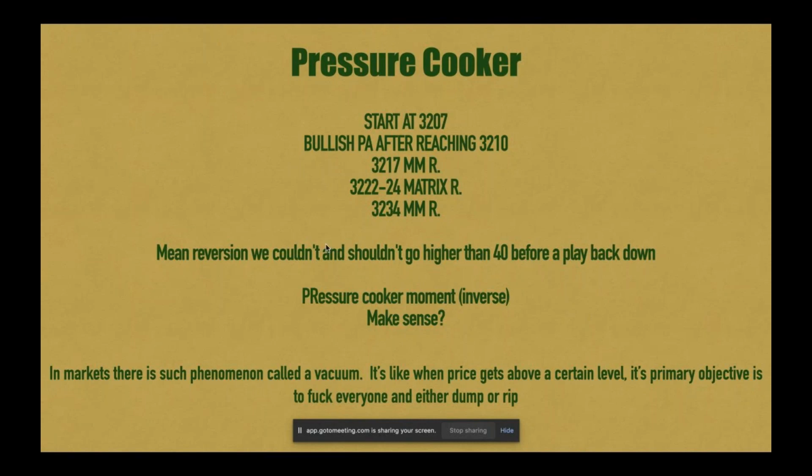When we look at this mean reversion, we couldn't and shouldn't go higher than 40 before it played back down. You guys understand that?